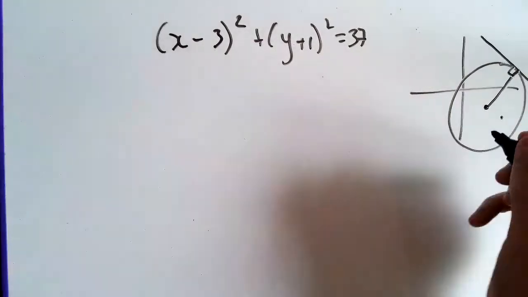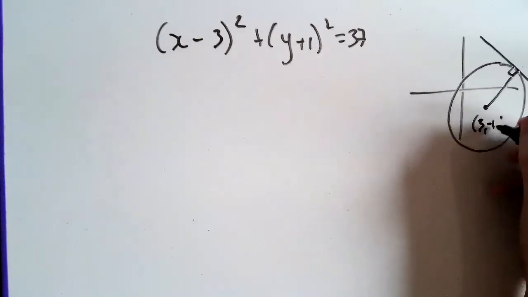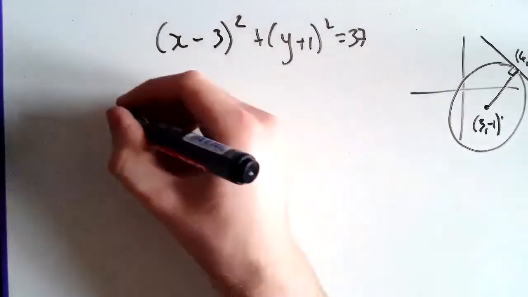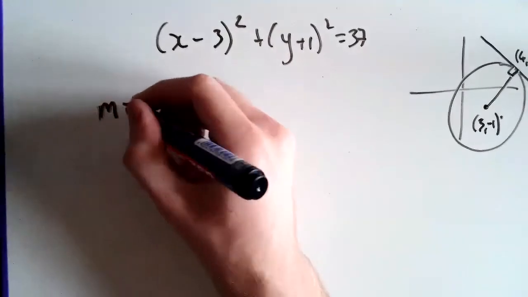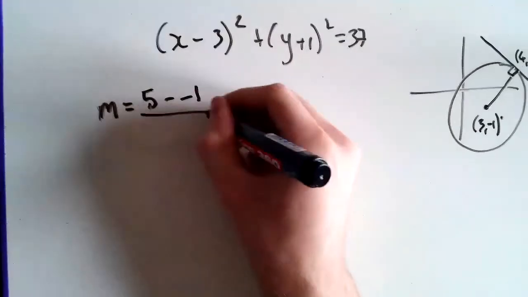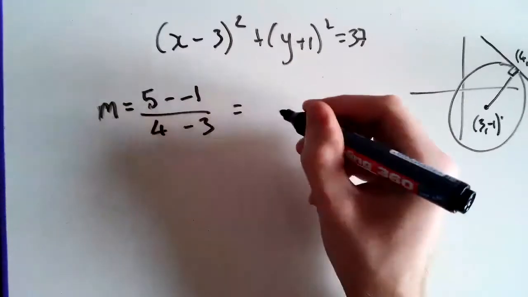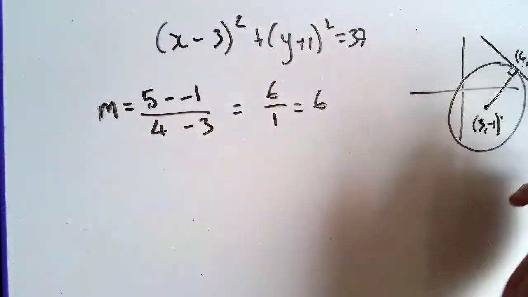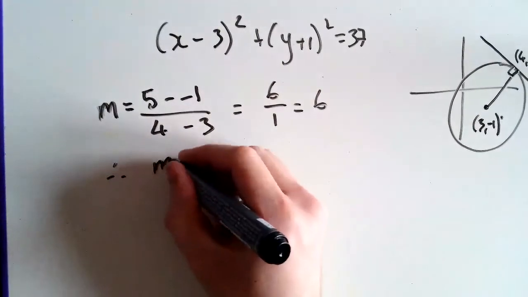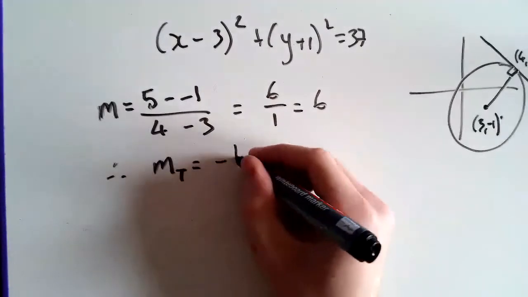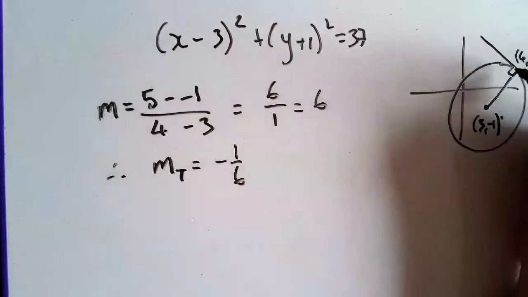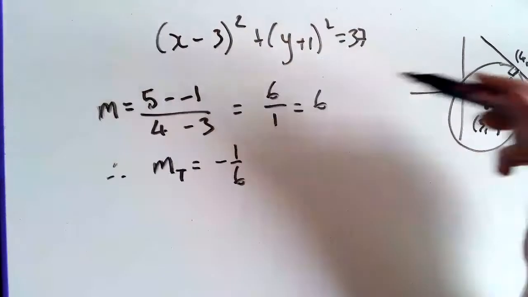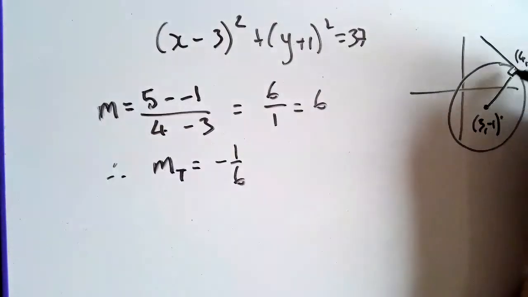So that goes from the point (3, −1) to (4, 5). So I do my change in y over change in x. So 5 minus −1 divided by 4 minus 3 gives me 6 over 1. So the gradient of the radius is 6. Therefore, the gradient of the tangent is perpendicular, so it's −1/6. Yeah, if I knew how to differentiate this, I could differentiate it and I wouldn't have to do the negative reciprocal, but since I can't differentiate this yet, I have to use the trick of getting the radius first.